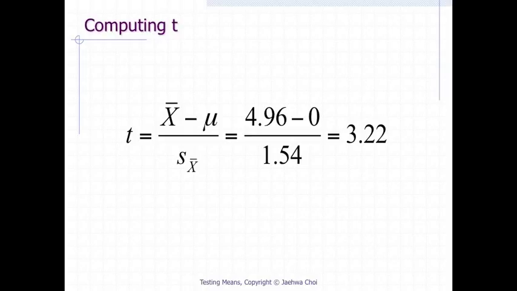Now we can compute t. The mean of the 24 different scores is 4.96. We subtract the hypothesized population mean of 0, then divide by the estimated standard error of the mean, which we've just worked out to be 1.54. This gives us a t-value of 3.22.